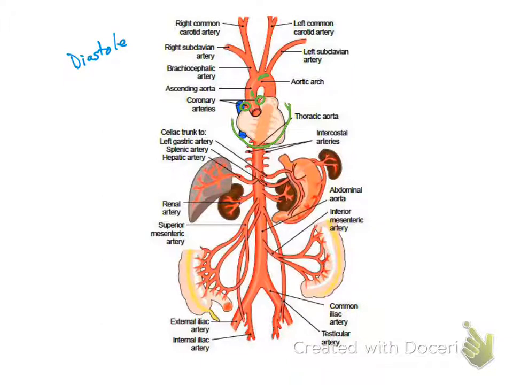So diastole is when your heart is not pumping, while systole is when your heart is pumping. But those coronary arteries I mentioned here are feeding the heart during diastole. Now I'm going to give you an advice.